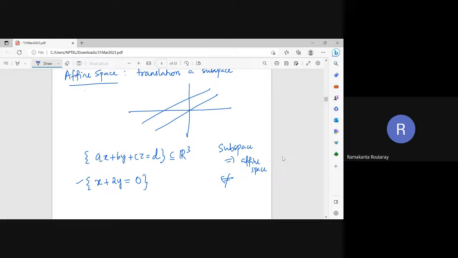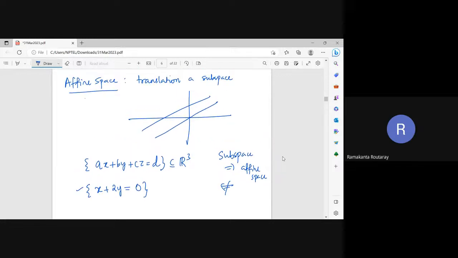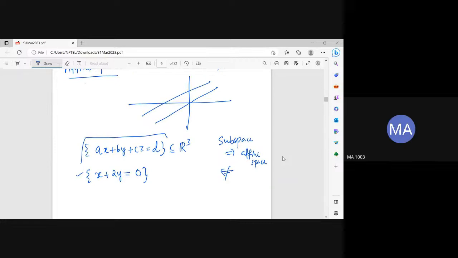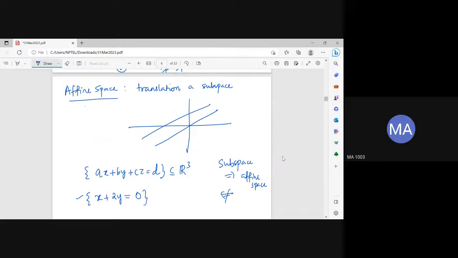Ma'am, let us say a subspace is an affine space, but if a question is given, how will we find out that this is an affine subspace? If you can find a subspace which is parallel, something like this: if the coefficients of the initial equation are multiples of those coefficients, then that is a parallel affine space. Yeah, an affine space is going to look like this in Rn, with the right hand side other than zero. So this is how an affine space is going to look.